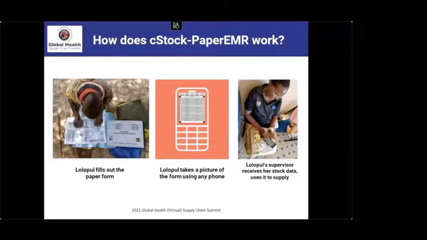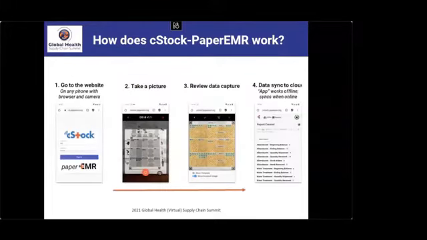So how does Systock paper EMR work? Let's say the CHV in our presentation called Lolopool fills out the paper form. Lolopool takes a picture of the form using any phone and then sends the report, and the supervisor, Lolopool's supervisor, receives her stock data and uses it to supply. So how does it work in detail?